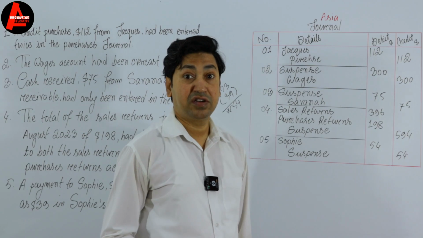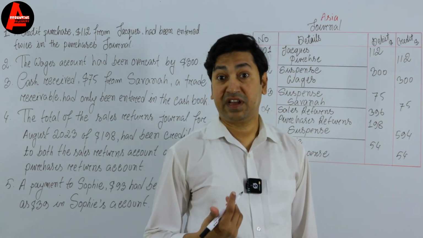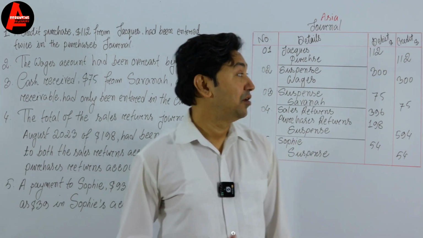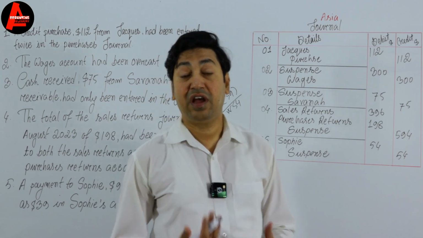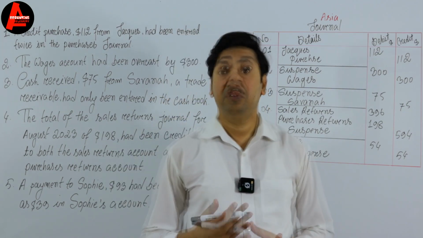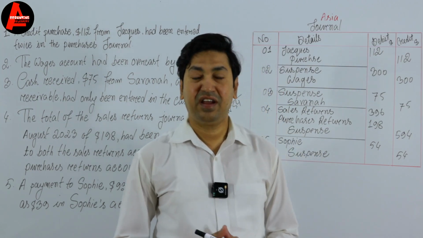In our next tutorial you will see how to prepare a Suspense account. This will be very important because here we see a lot of mistakes, and in the question we have a difference amount, a difference on the debit and credit side of the trial balance given in the question.